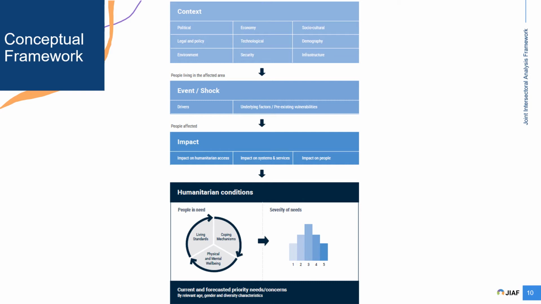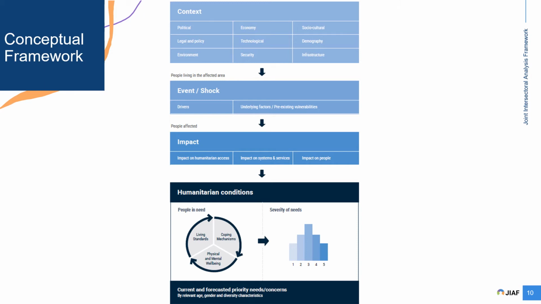The second pillar, the shock and the impact, looks at events or conditions that disrupt the functioning of a community or society and cause human, material, and economic or environmental losses. It distinguishes between drivers and underlying factors. A simple example of a shock would be an earthquake. Its magnitude, the exposure of people to it, the extent of it, or erupting conflict, its intensity, etc.